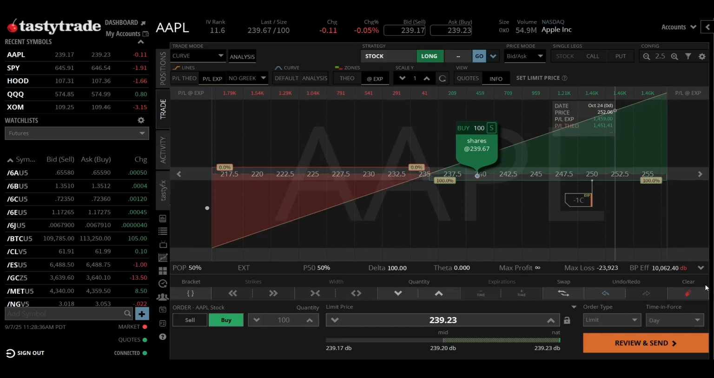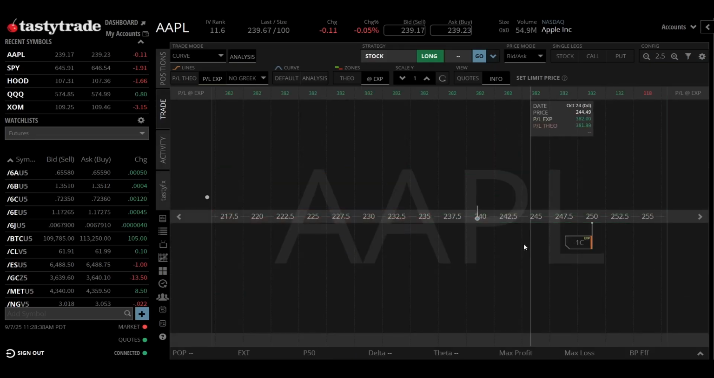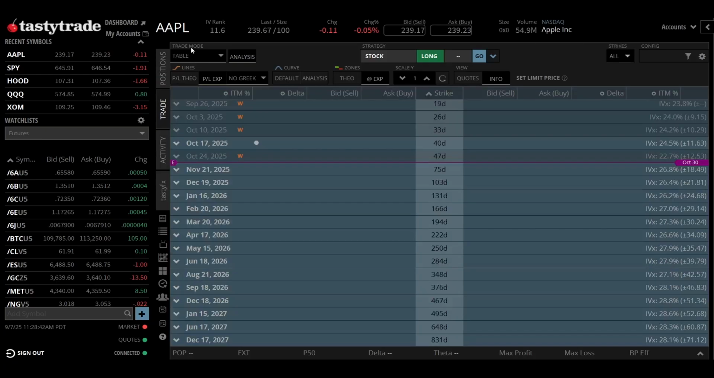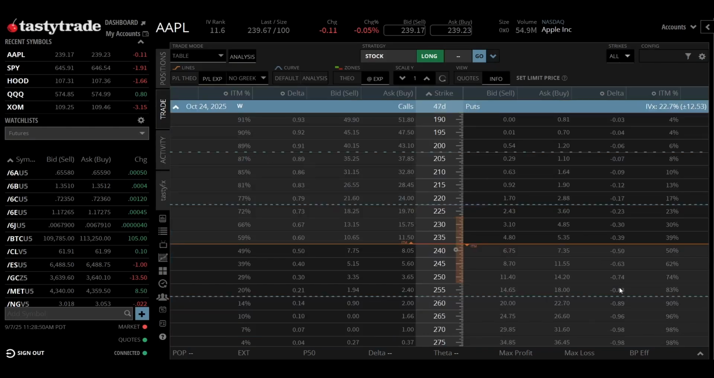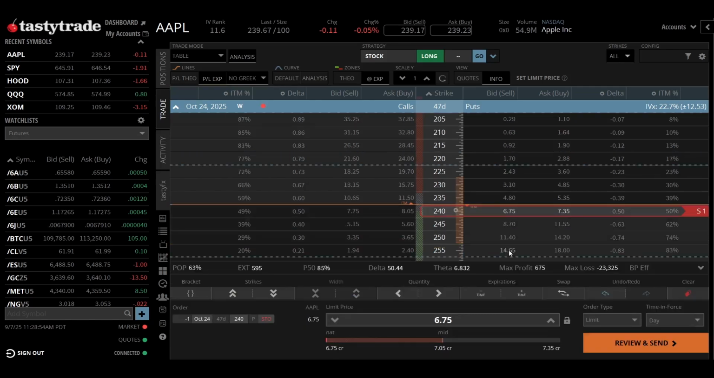So let's clear out that order. Let's go back to the table view, because I actually prefer to look at options in that way. I have a position on regular October, so I'm going to go to the October 24th weekly options, and let's sell the at the money put basically here, and then buy the at the money call. So let's look at the Greeks here. The probability of profit, again, is about 50% here.